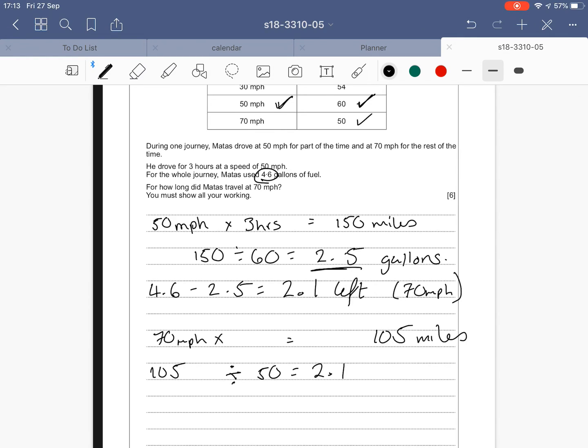And then 70 times what is 105? So that's just going to be, divide those two to get 1.5. So we had the 2.1, we times it by 50 to get 105 miles that he's taken. And if he's doing 70 miles per hour and he does 105 miles, just divide those two and you get 1 hour and a half.